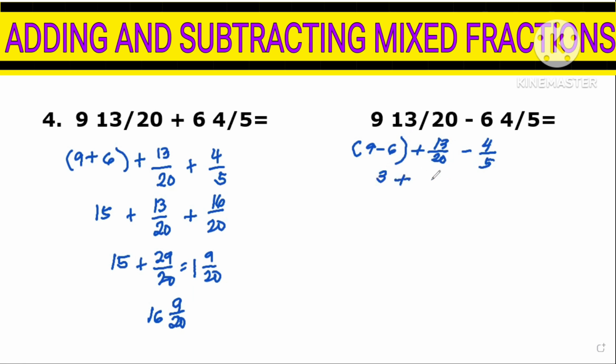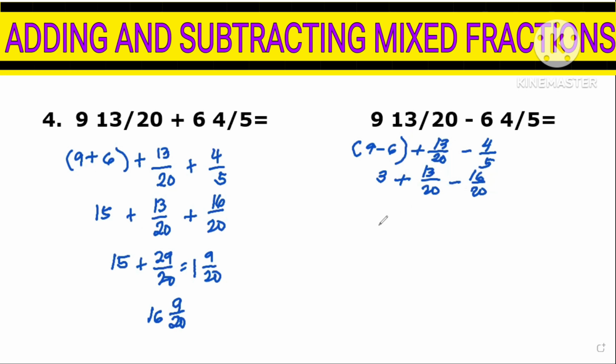And then we convert the fractions into equivalent fractions using LCD as the denominator. Our LCD is 20. So 13 over 20 is still the same, but 4/5 becomes 16 over 20. Multiply by 4. Now, here is the problem, no? Can we subtract 16 from 13? We cannot, because 16 is bigger.